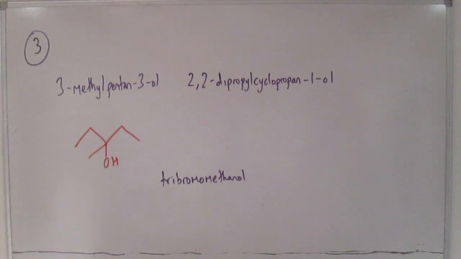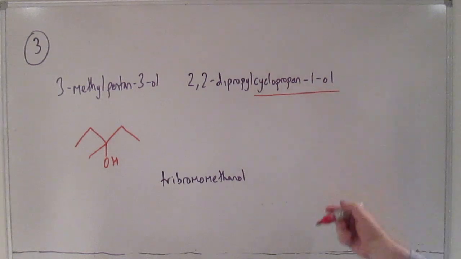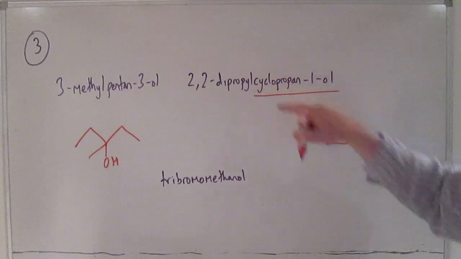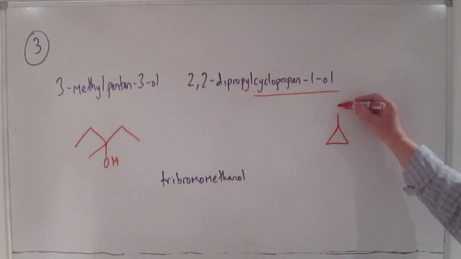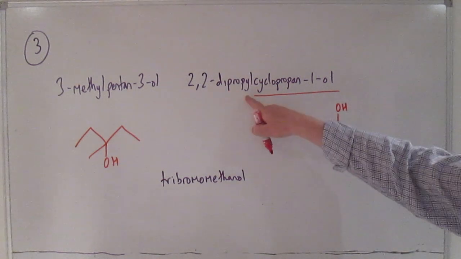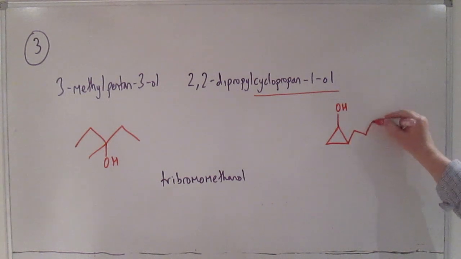Okay, so now 2,2-dipropyl cyclopropan 1-ol. Again, start with the root bit at the end. So cyclopropan means a ring of 3 this time. Cyclo means a ring. And 1-ol means that you have an OH group attached to carbon 1. And then carbon 2, which will be either this one or this one, it doesn't matter which one, has 2 propyl groups attached. Not cyclopropyl this time, just propyl. So these are just chains of 3. 1, 2, 3. 1, 2, 3. Like that.